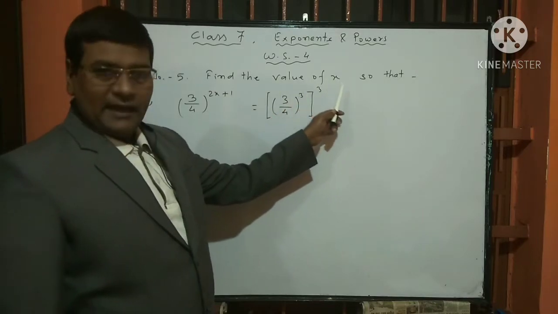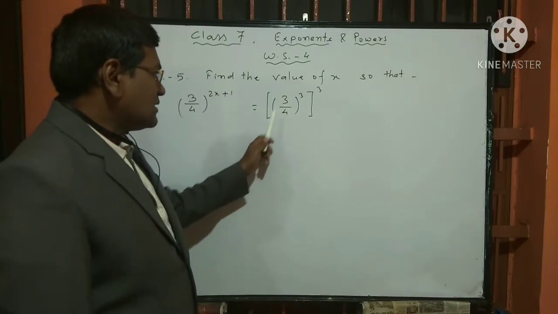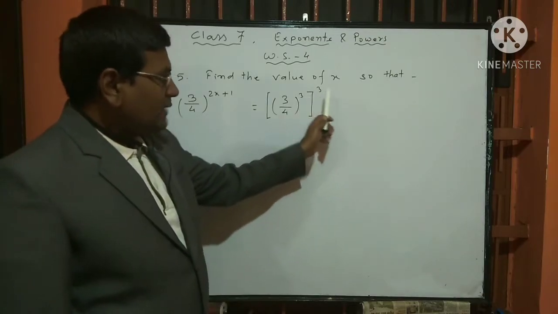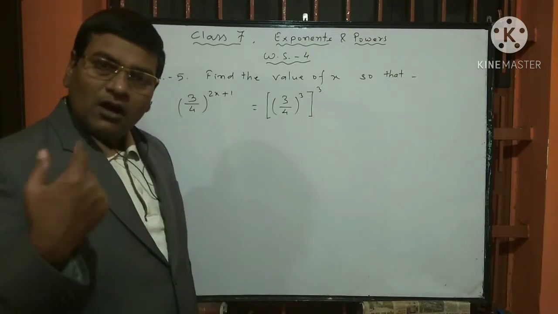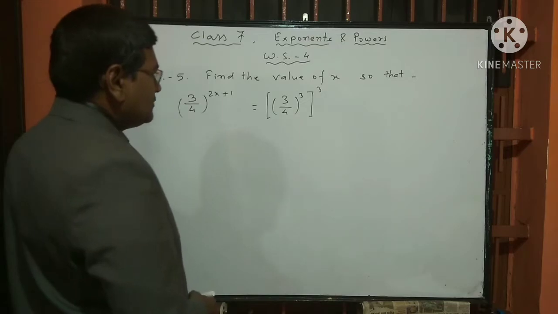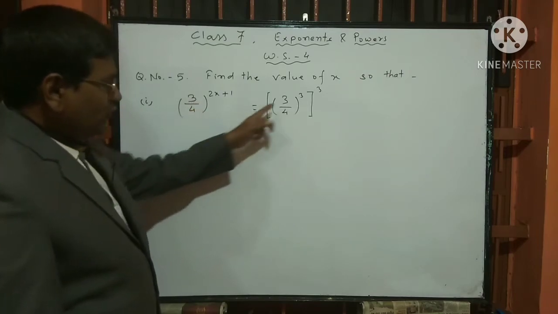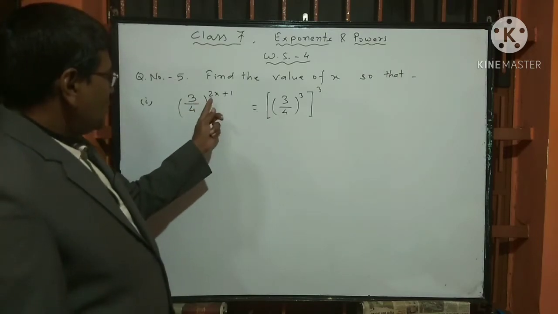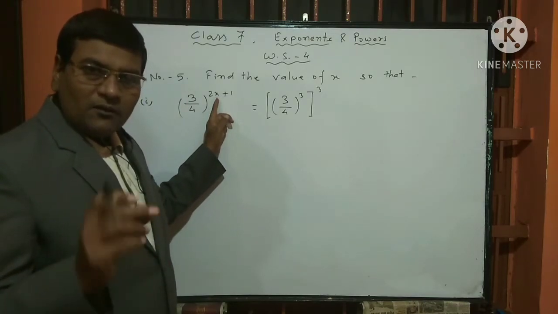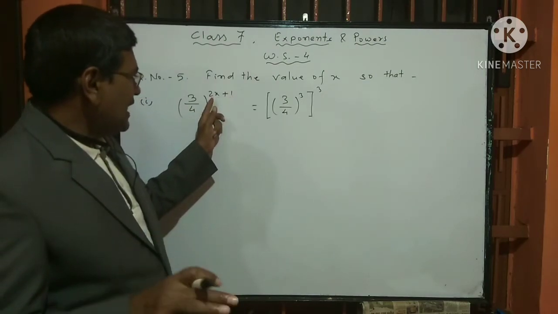Find the value of x so that (3/4) to the power 2x plus 1 equals ((3/4) to the power 3) to the power 3. Power of a power. Now here both bases are (3/4). 2x plus 1, x is an unknown quantity. We cannot add, we cannot subtract. So let it be as it is.